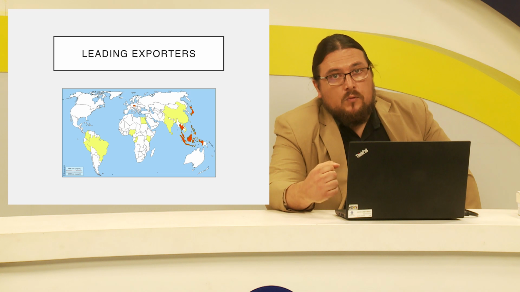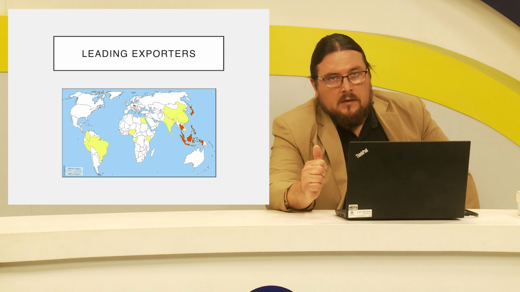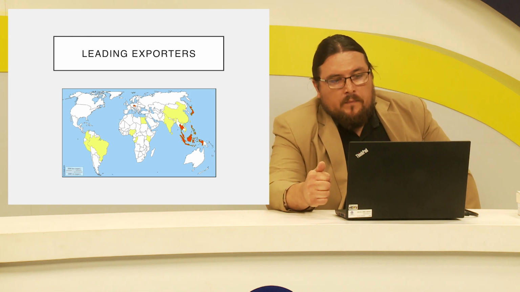Where are the leading exporters of these animals? Here is a map. You can see some countries highlighted in red and yellow color. The red color indicates the top exporters. The majority of them are in Southeastern Asia. The top 5 exporters of marine animals are Singapore, which is the top one, and also Indonesia, Thailand, Malaysia, and the Philippines.